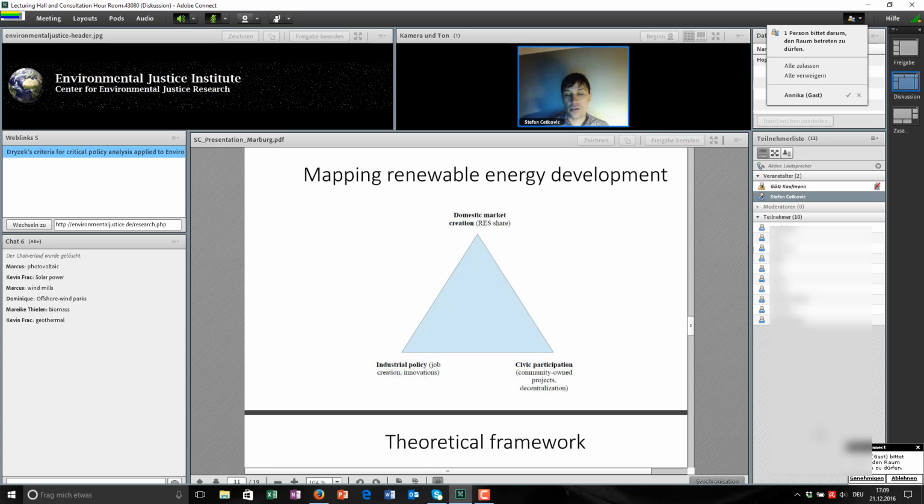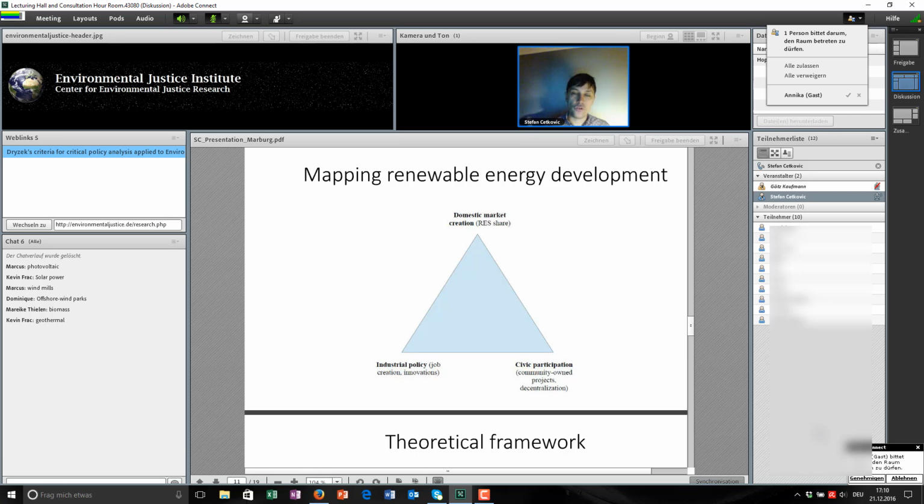We were thinking about what a sustainable renewable energy development is. What are the key elements of every renewable energy progress? And then we came up with three main elements. The first element is domestic market creation, which is measured by the share of renewable energy sources in the country's energy mix.